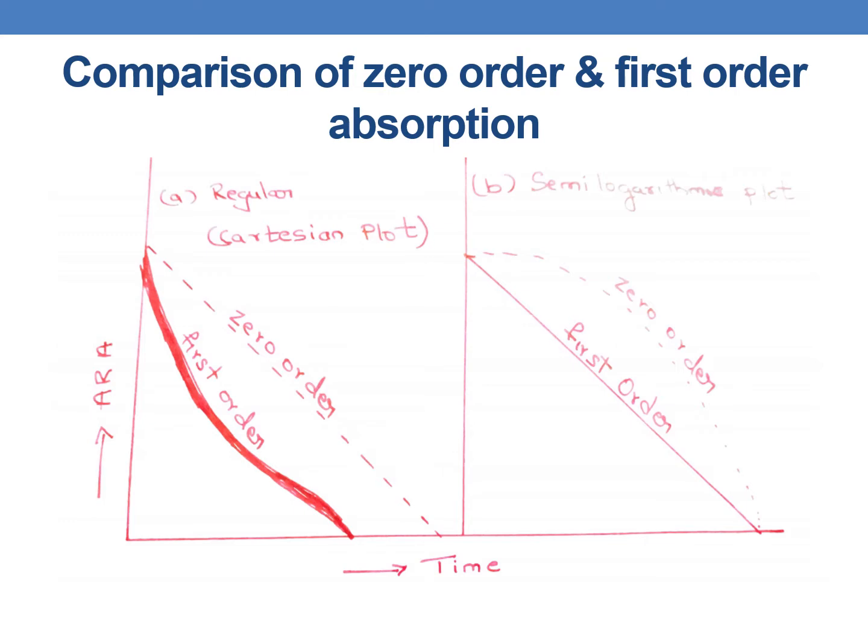The dotted line is the zero order gradient with time. In contrast, first order absorption is distinguished by a decline in the rate with ARA. The absorption rate decreases along with the decline in ARA. For first order kinetics, a regular plot is curvilinear and a semi-log plot is linear, whose slope is equal to the absorption rate constant. So this is the basic difference between zero order and first order absorption.